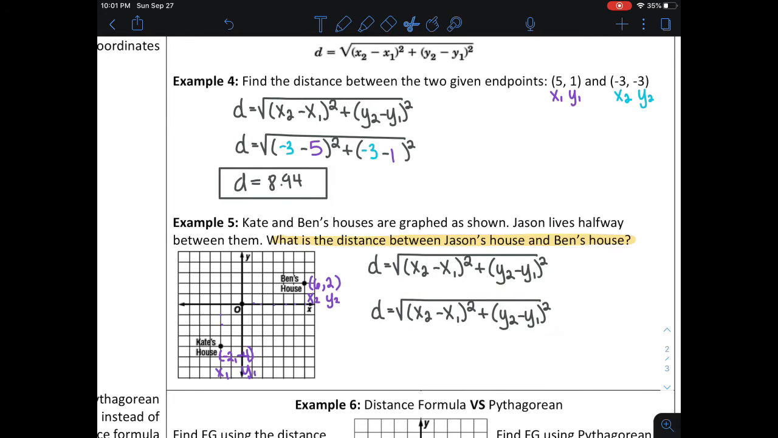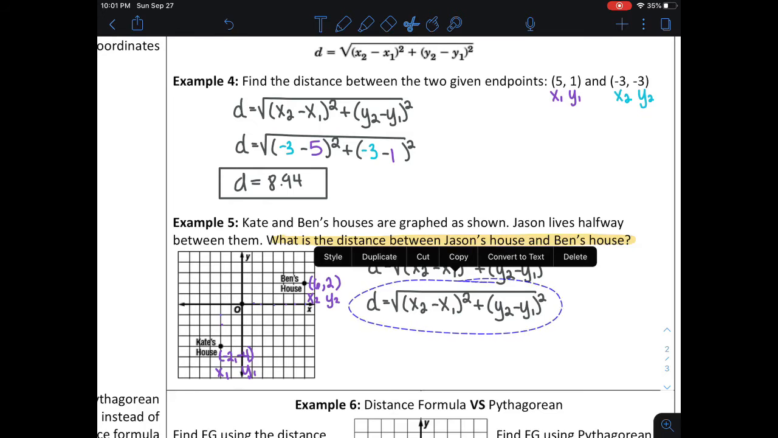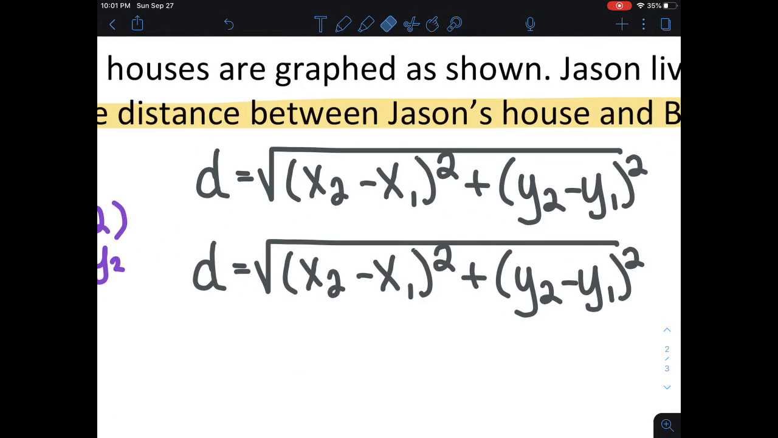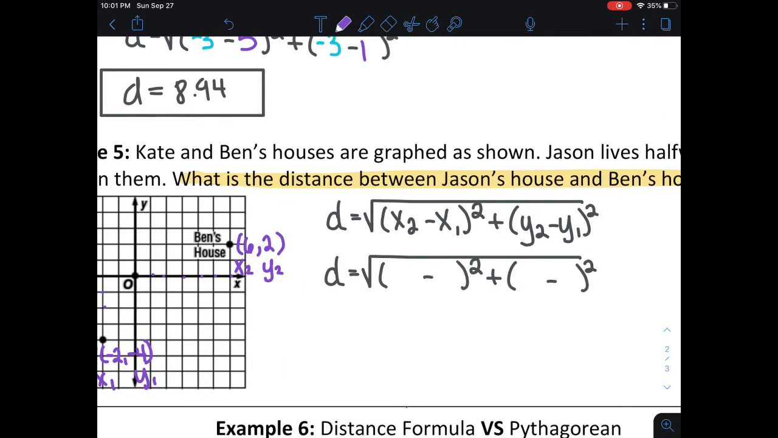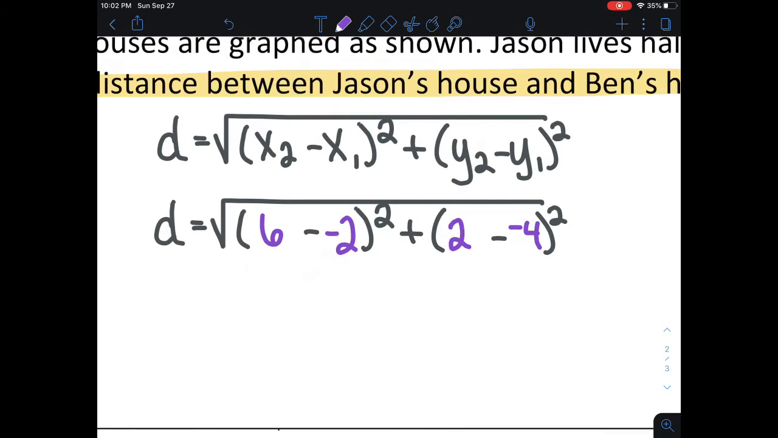Okay. Let me put another one here so that we don't get confused about what was erased. And I want to do this all at once. Okay, so we're going to start with x2, which was 6, and x1, which was -2, y2, which was 2, and y1, which was -4. And now this is what you will type into your calculator.